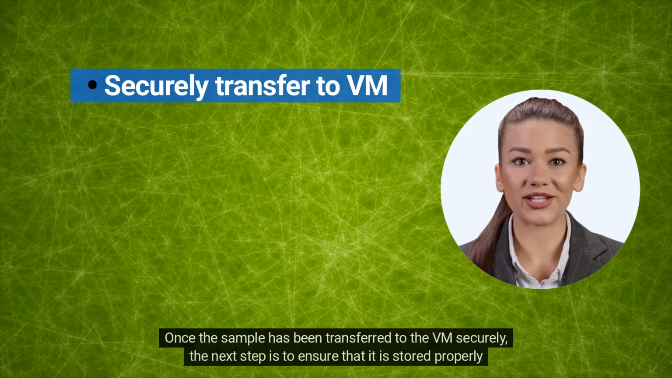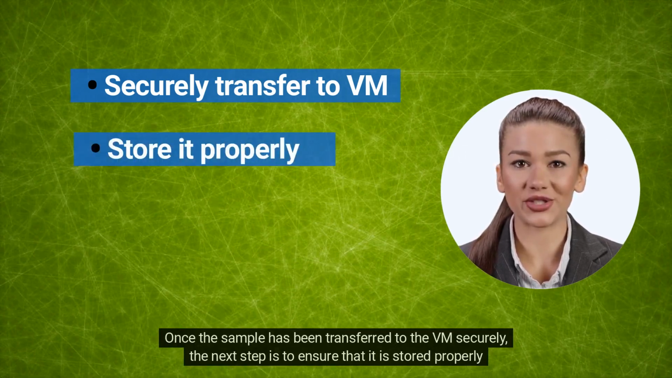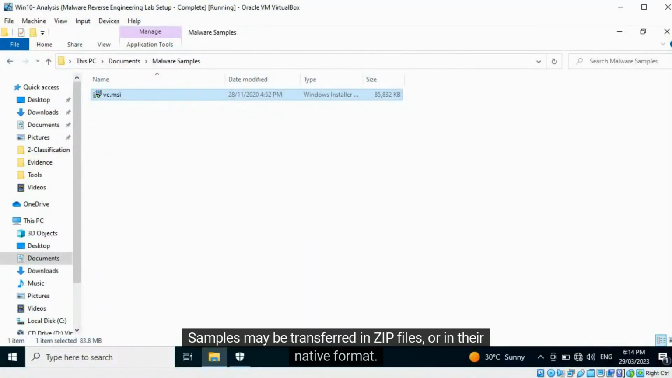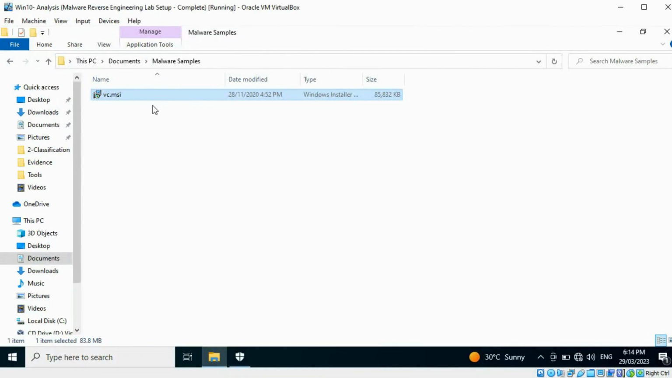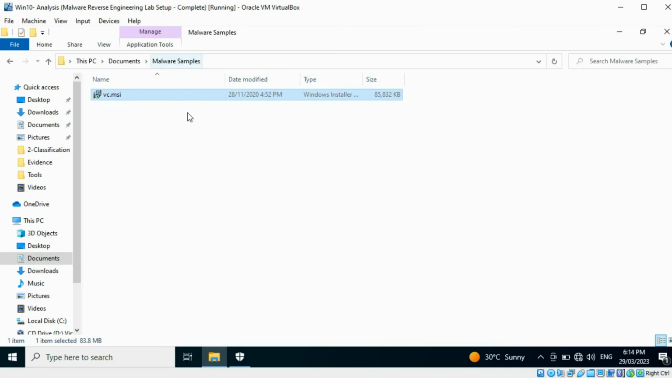Once the sample has been transferred to the VM securely, the next step is to ensure that it is stored properly on the VM. Samples may be transferred in zip files or in their native format. Create a dedicated folder on the VM to store malware samples and exclude it from antivirus scanning.